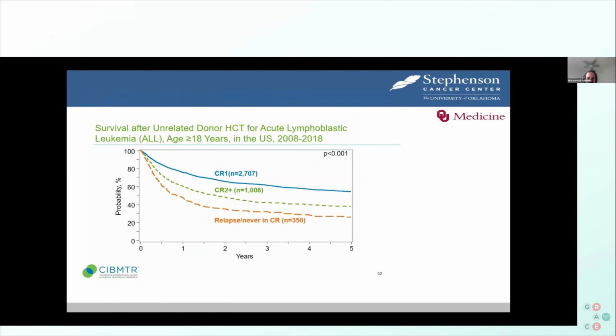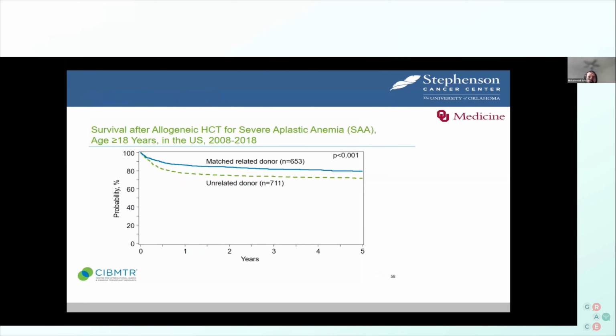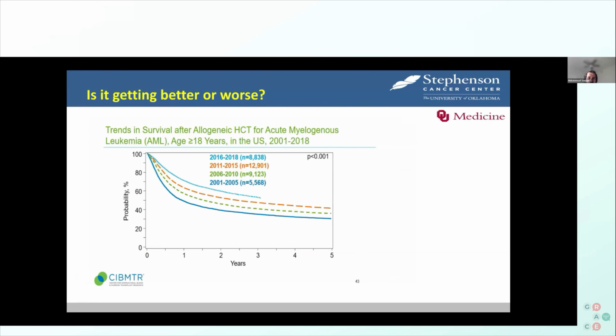And that is also true for acute lymphoblastic leukemia, and for aplastic anemia, which is not a malignant disease, not a cancer, but rather an immunological disease. Transplant outcomes are way better because we do not need to have that graft versus leukemia effect, so we manage it a bit differently. And with each passing decade, we are doing better at allogenic stem cell transplant, and our patients are living longer with that.